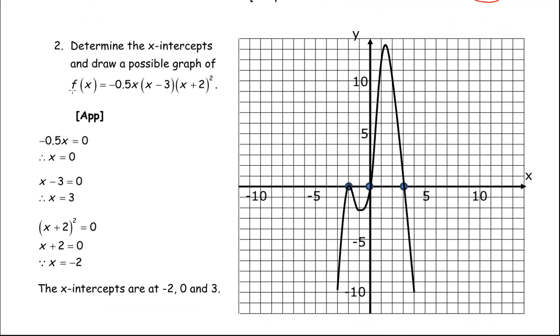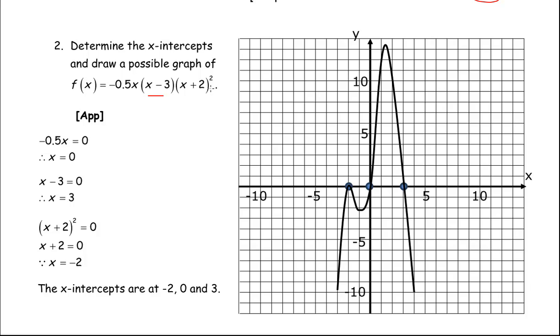For question number 2, it says determine the x-intercepts and then draw a possible graph. To get the x-intercepts, you set each of these factors to 0. So if we set negative 0.5x to 0 and solve for x, so we divide by the negative 0.5, then you get x equals 0. So that's why there's a root right here. If you set the x minus 3 to 0, you get 3. Remember, you add 3 to both sides or move the 3 over. So there's a root over here, 3.